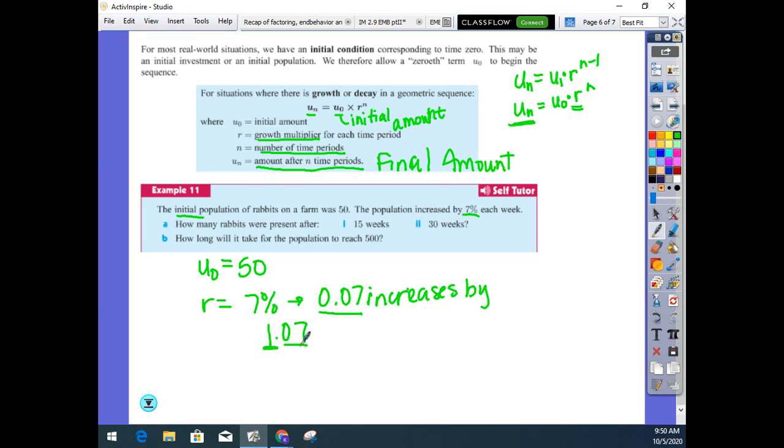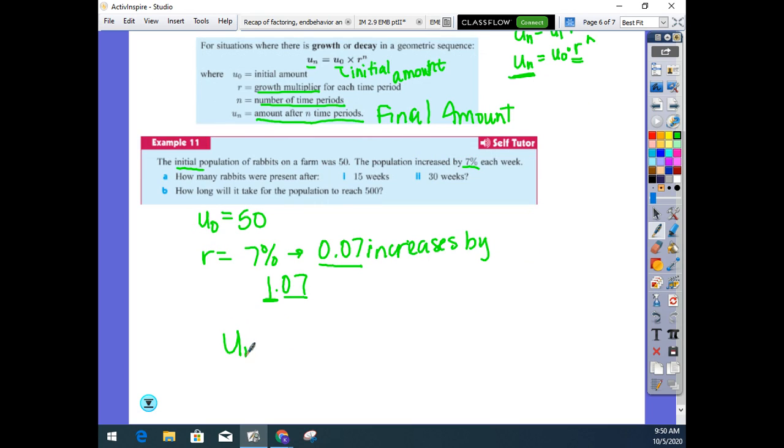Okay, so let's set up an equation. u sub n equals my initial amount, 50 rabbits, times 1.07 to the n. And we're just going to plug in values. So 15 weeks, because the growth rate is per week, I'm looking for u sub 15.